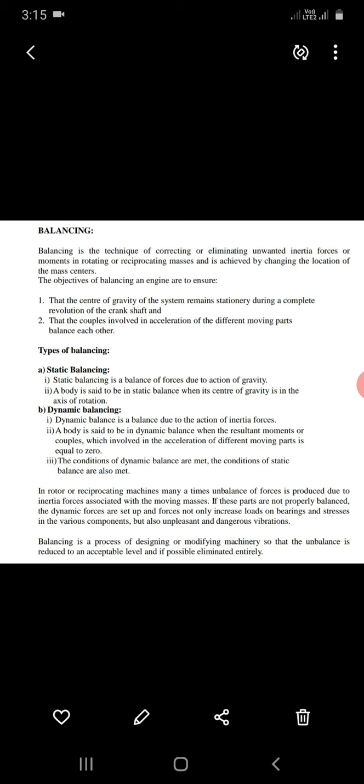Now, dynamic balance. Dynamic balance is a balance due to action of inertia forces as well as the couples of the two forces. The couple formed by the two forces should also be zero. Such a condition is called dynamic balance.